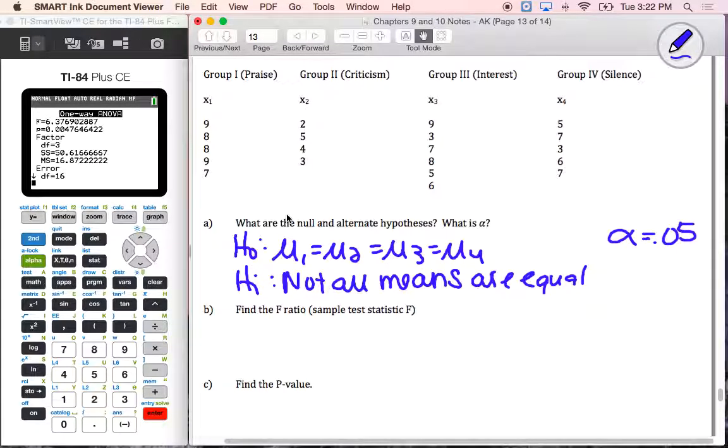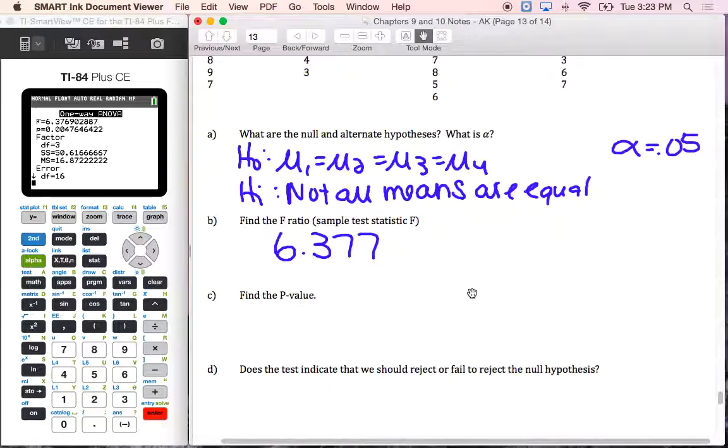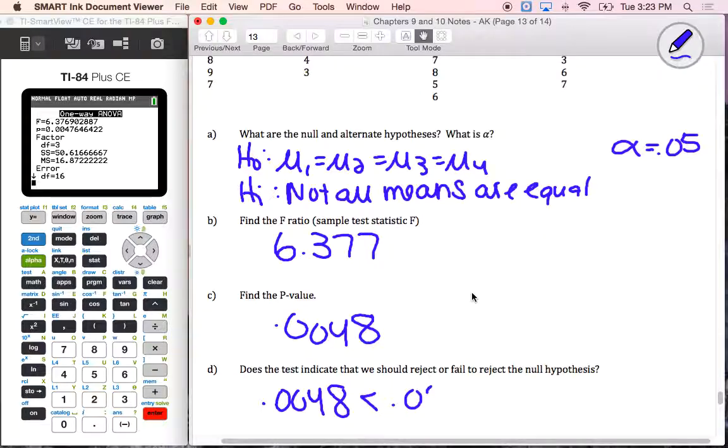And our alpha is 0.05. Our test statistic is the F. Again, however many decimal places WebAssign tells you. Your p-value here. So I've got 0.0048 is smaller than 0.05. So we're going to reject our null.